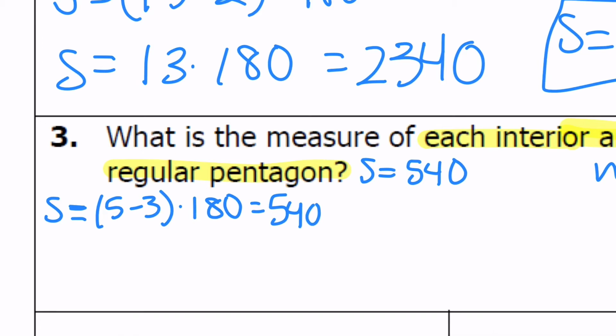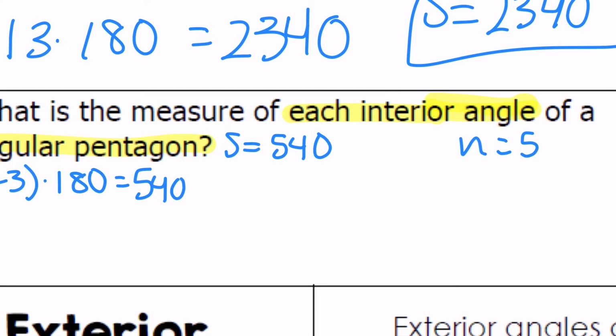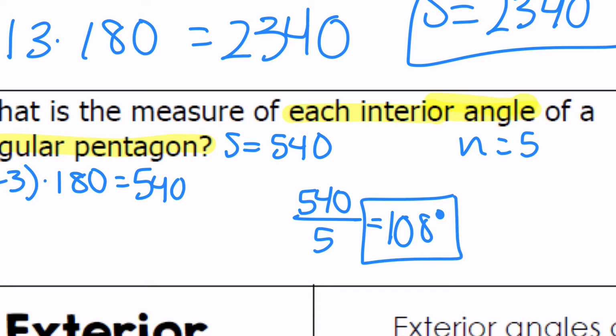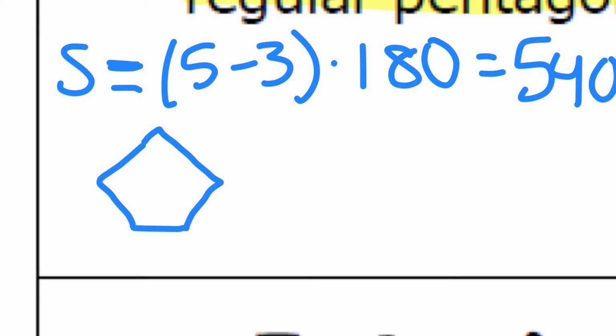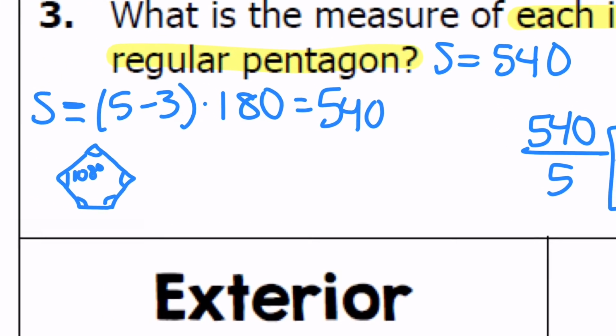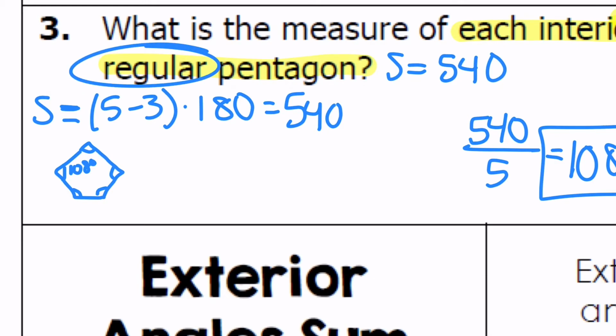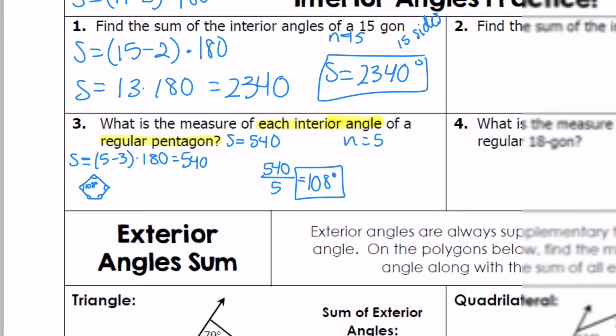So then, to find what each interior angle is of a regular pentagon, I take 540 divided by 5, which gives me 108 degrees. So if I have a pentagon here, this is a regular pentagon, that means all of these angles are equal. Each one is going to be 108 degrees. Now this is only because it's a regular pentagon. So go ahead and try 2 and 4.